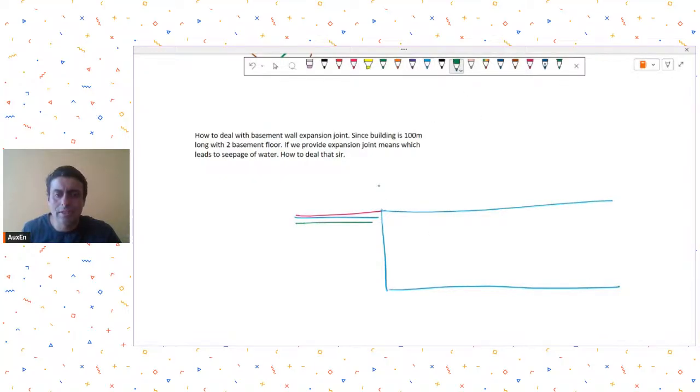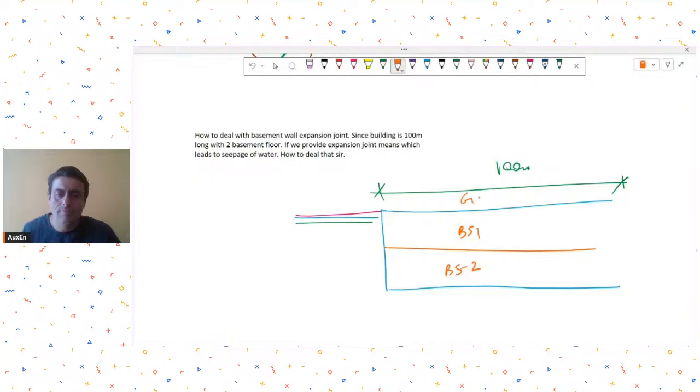So he's saying in a sectional elevation, let's say this is 100 meters, and suppose he has two basements. So obviously in basements, no one will recommend you to provide expansion joints. Okay. So I would say don't provide expansion joint anywhere. You may try to find out the temperature related reinforcements, and then accordingly provide reinforcements for it.